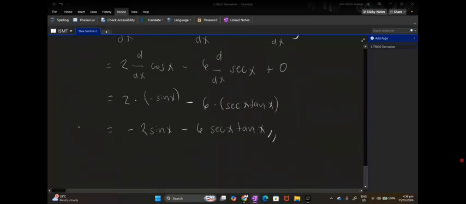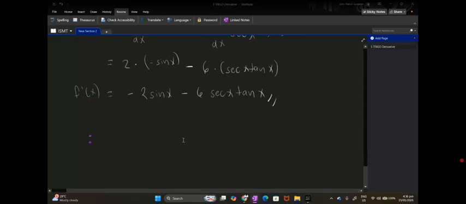The derivative of the first function. Gets ba? Gets po ba? Ang bilis. Okay.